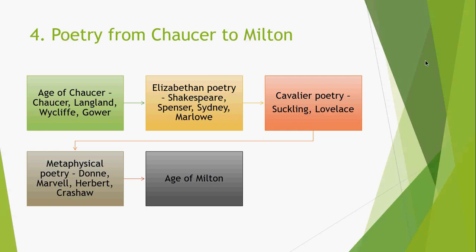or the rhyme royal was also discussed in the class yesterday. The Chaucerian stanza, as I told you, is a 7-lined stanza with the rhyme scheme AB, AB, BC, and CC.